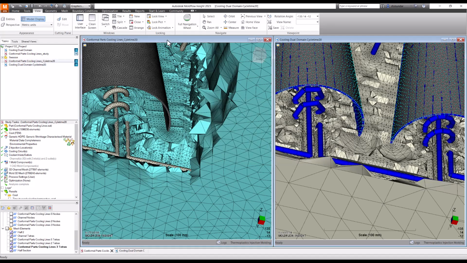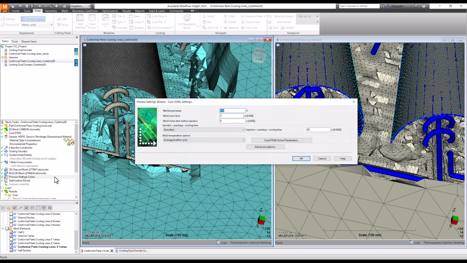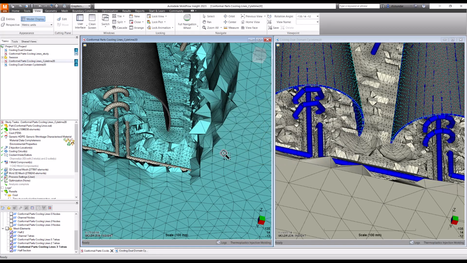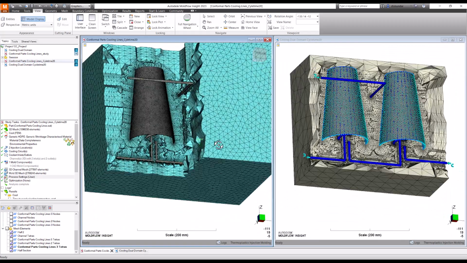Let me show what I did for the 3D part in the process parameters. Yes, I used the average within the cycle, and I used the injection, packing and cooling time all together as a cycle time of 20 seconds and mold open time of 3 seconds. So with that, let's get started.